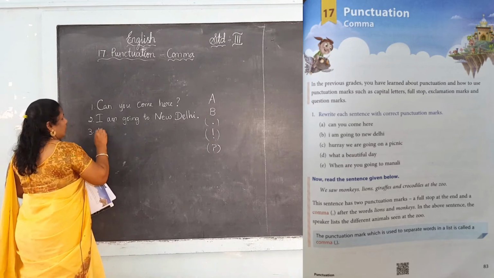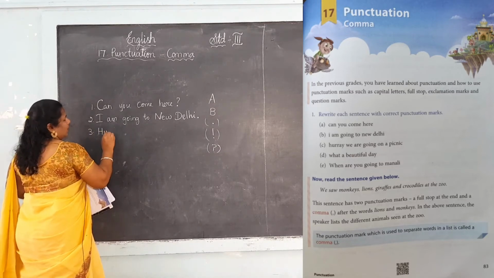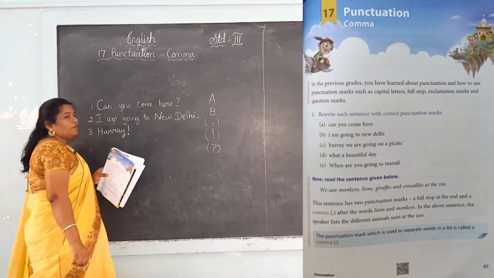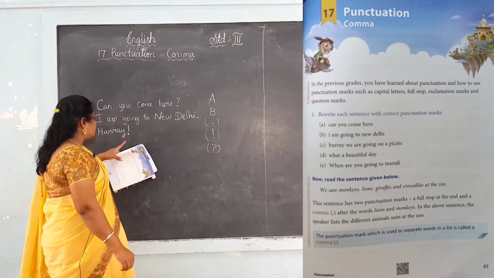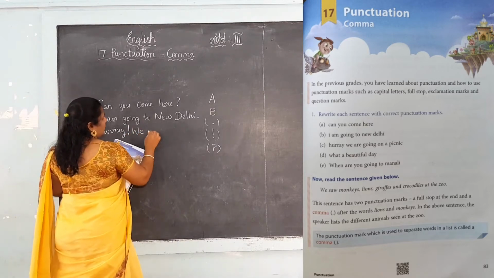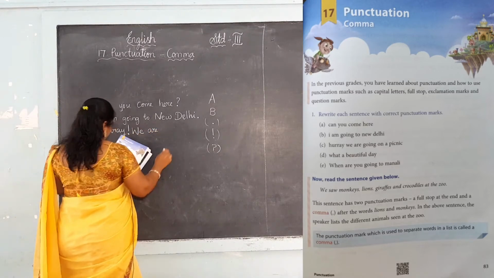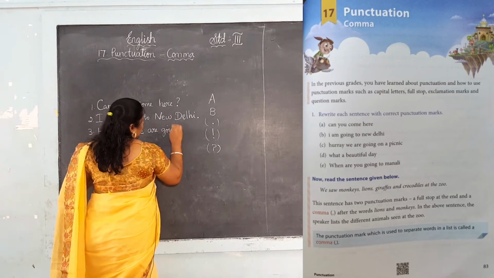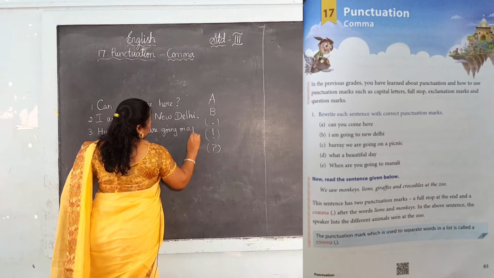Hooray. See, hooray. The first letter should be capital. And it is expressing the feeling, so we use exclamation mark. Then after that we use capital letter. Hooray, we are going on a picnic.